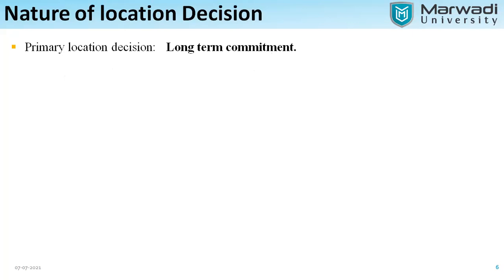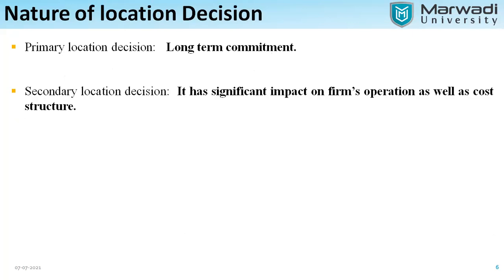The nature of the location decision depends upon two factors. One is the primary location decision, which is a long-term commitment. I told you the example also about the long-term commitment. And the secondary location decision, which has a significant impact on the firm's operation as well as the cost structure.